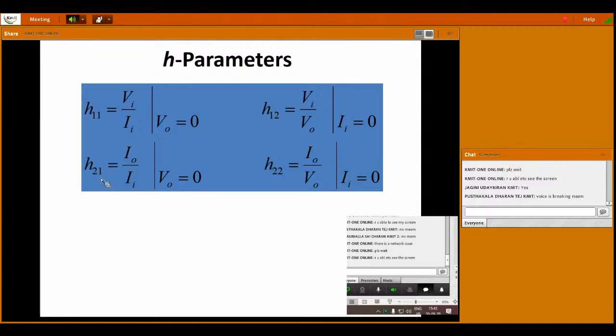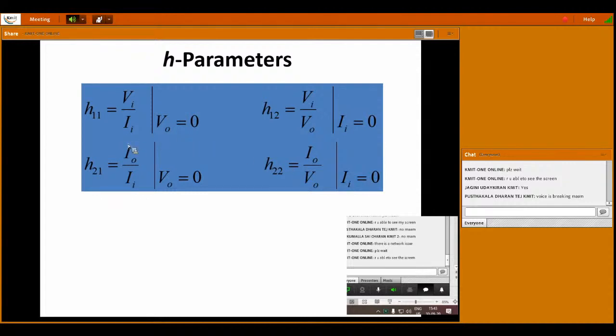Now to find your forward current gain, short circuit the output. Short circuit your output terminals at the output port. Then we have here the H parameter, which is forward current gain I0 by II. In order to find the output admittance H22, you have to open circuit the input terminals. So then our input current becomes 0. Then we can find your output admittance.